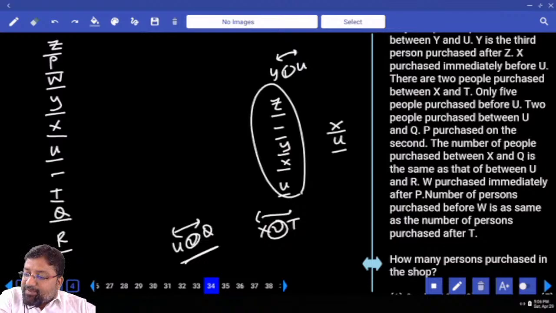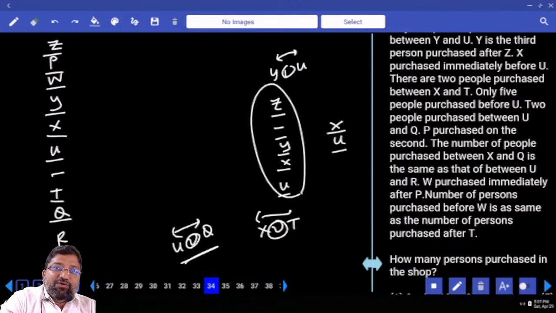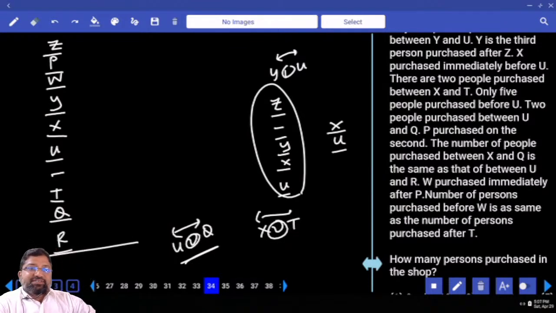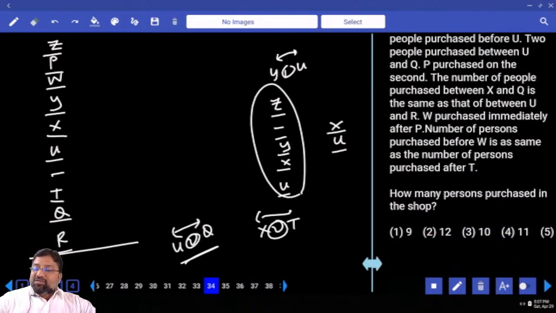The number of persons purchased before W is the same as the number of persons purchased after T. Before W how many? 2. After T, 2. And this is the final. How many persons purchased in the shop? 10 persons.